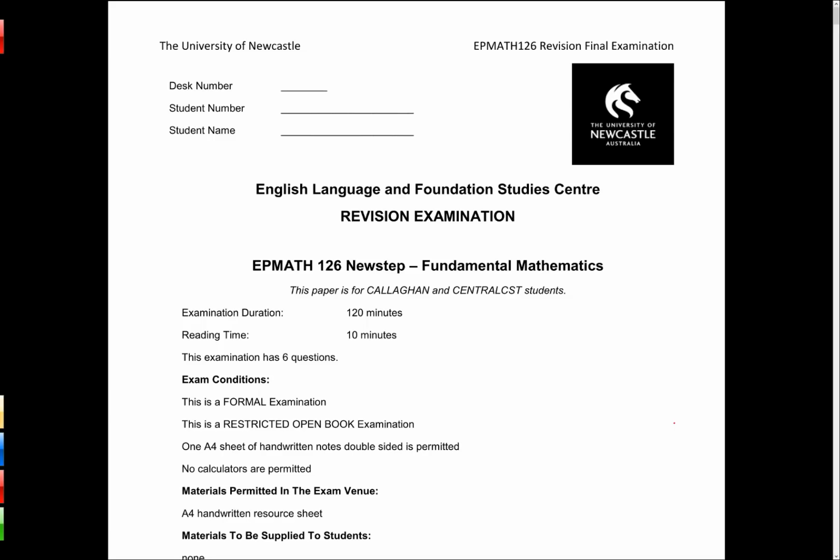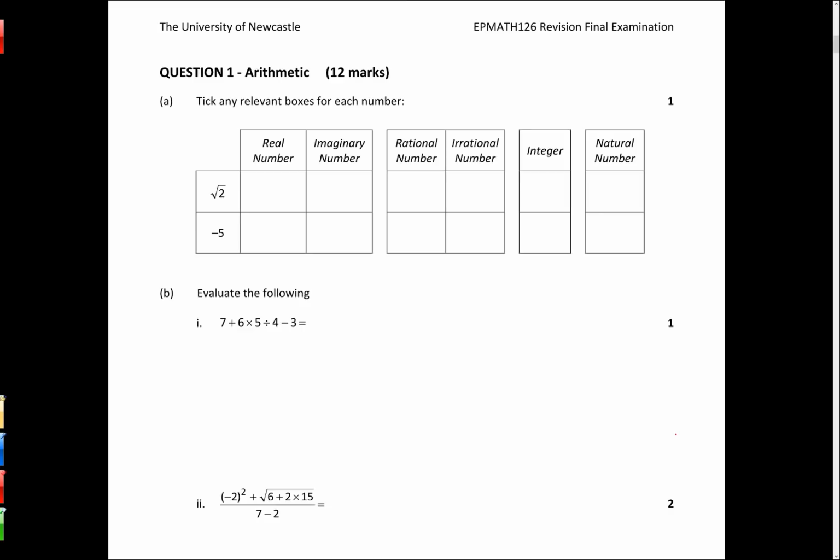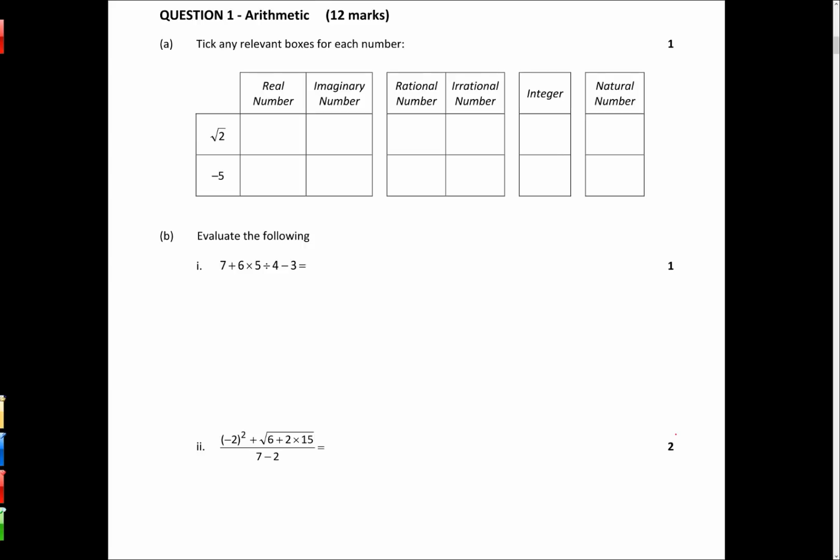Hi everybody, going to run through the revision paper for the EPMATH126 final. Now, we start off with types of numbers.